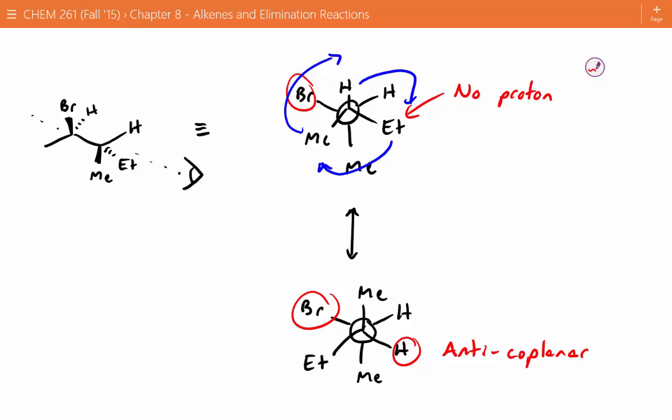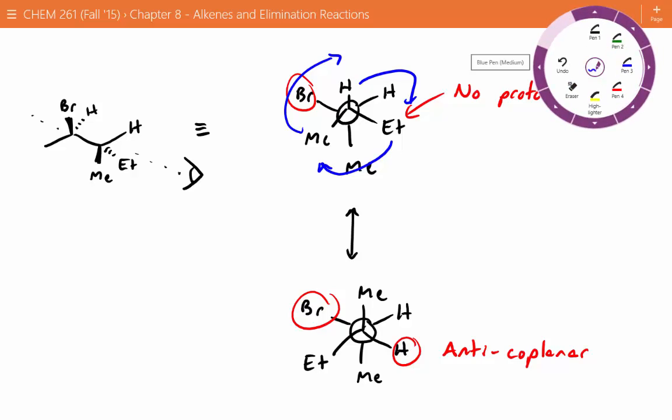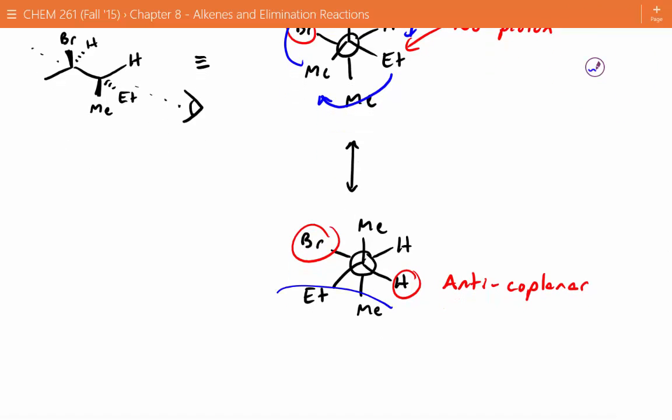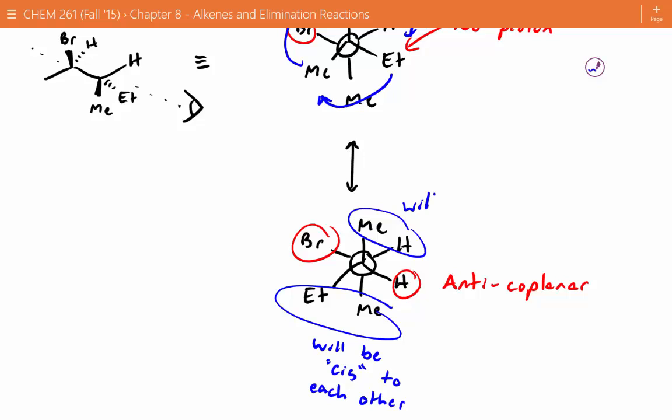So that means in our final product, our alkene, these will be cis to each other. And then these two will be cis.